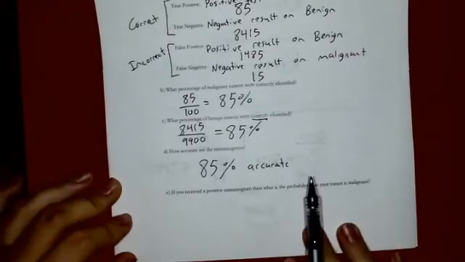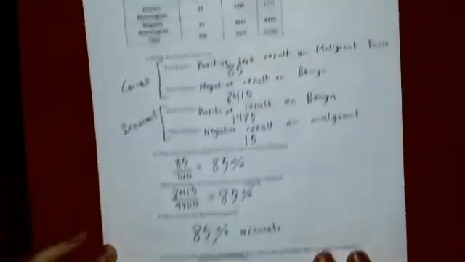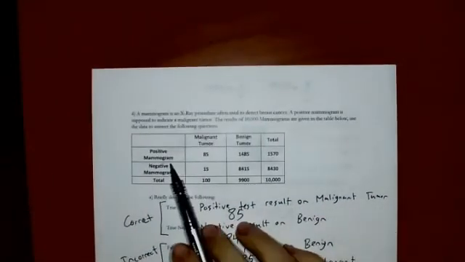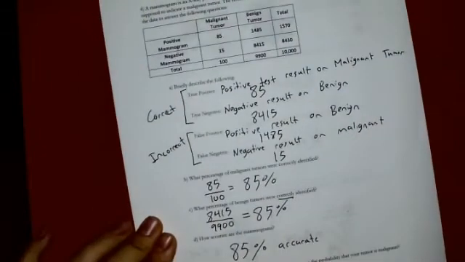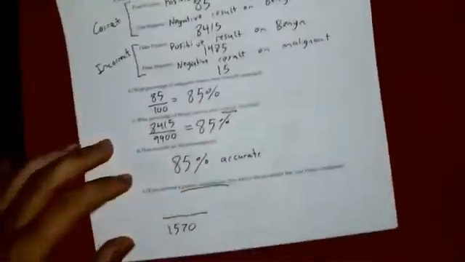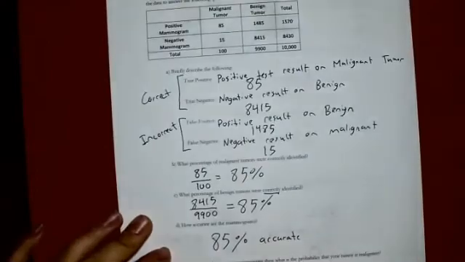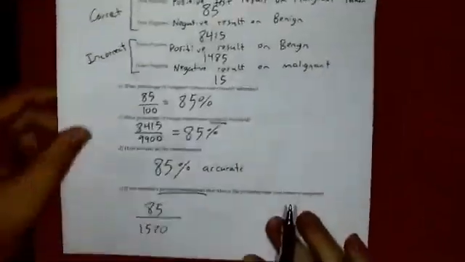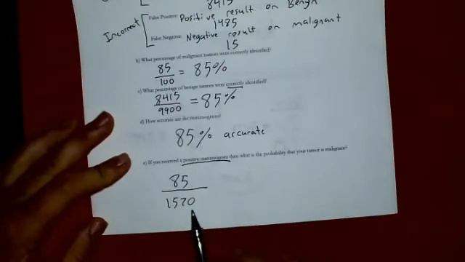Not quite. So let's look at, suppose you get a positive mammogram. Well, how many positive mammograms were there? Here's the positive mammograms. There were 1,570. There are 1,570 positive mammograms. Out of those almost 1,600 people, how many actually had a malignant tumor? 85. What? Yeah, that's correct. Out of 1,570 positive mammograms, 85 of them tested positive.